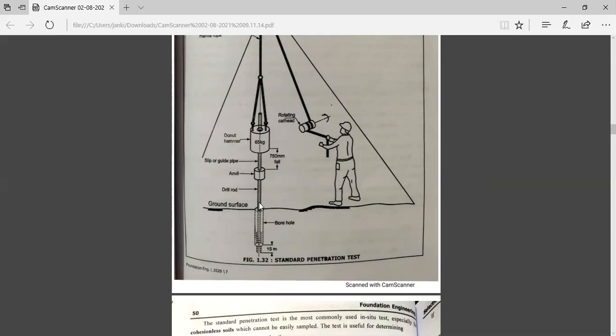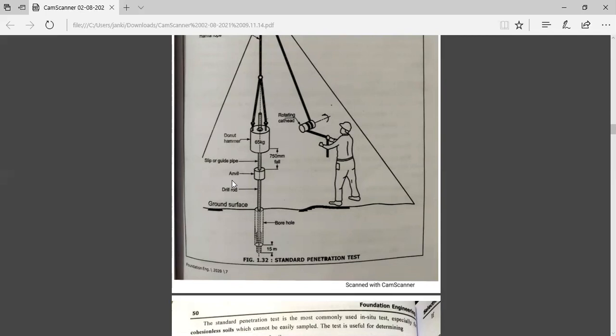So the sampler is lowered to the bottom of the hole and driven into the soil by a drop hammer with a free fall of 750 mm, right. Here, as you can see, this is the 750 fall, and this is the anvil, right. This procedure is standardized as per the IS code for the standard penetration test, and the number of blows for each 150 mm penetration is counted, right.